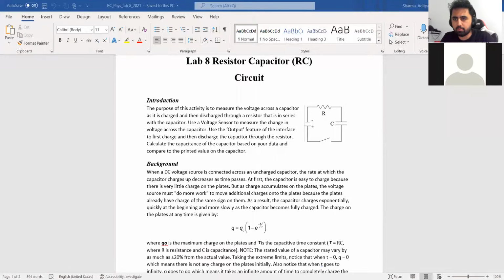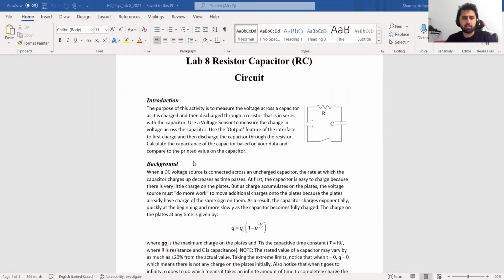Okay, we have enough people here. We have 10 people. We can start discussing this lab. And this is, again, going to be a quick meeting. I'm not gonna hold you here. So lab 8, this document is on Blackboard. Today we have the RC circuit.